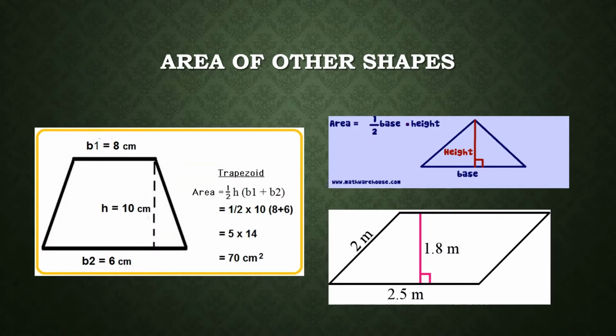So here are areas of other shapes that you will need to know and be able to teach. On the left we have the area of the trapezoid, and I did put the formula there for you so that you could be reminded. It is half times height, and then base 1 plus base 2. So you add base 1 and base 2 first, and then multiply. So with 10 and 14, half times 10 is 5, and 5 times 14 is 70 centimeters squared. And then you have your area of the triangle, which is half times base times height.